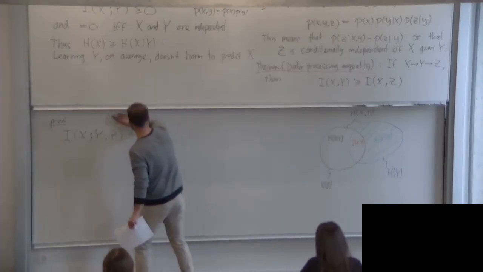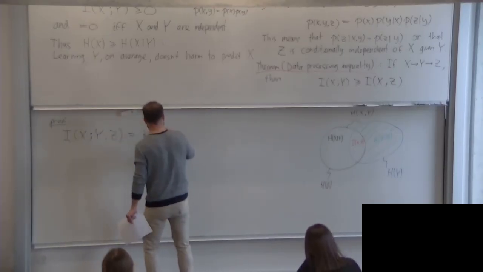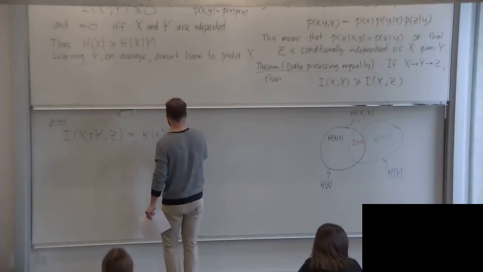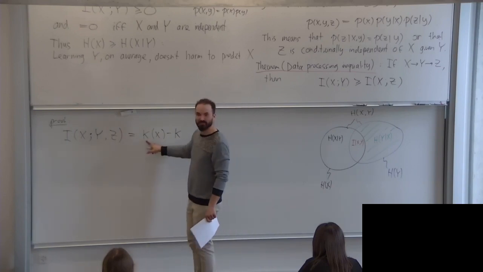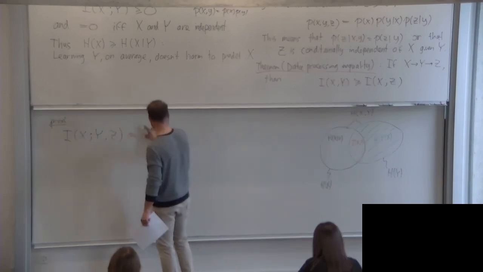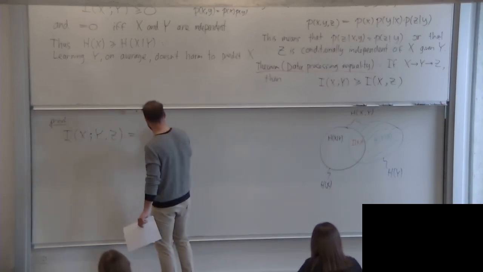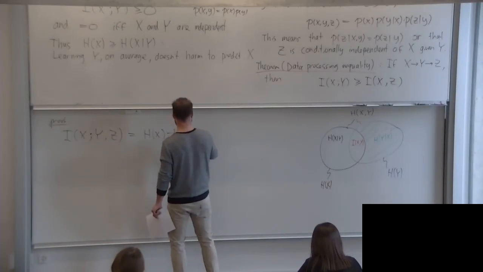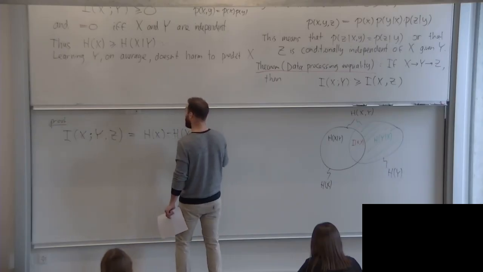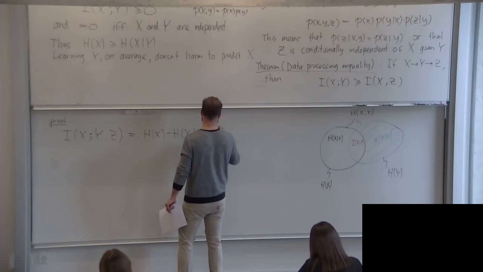By definition, this is h of x minus... You mean h of x, or is k Kolmogorov? I'm so used to that. Yeah, we're gonna get there. h of x minus h of x given y and z.